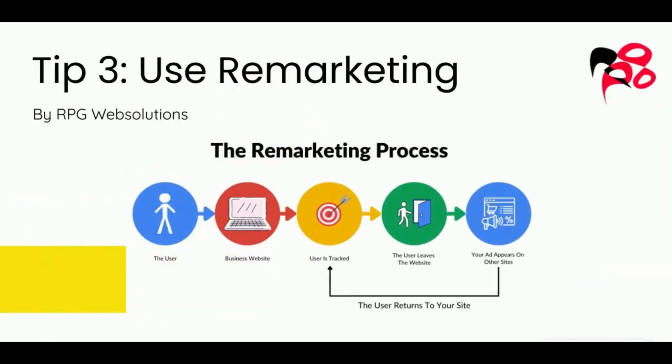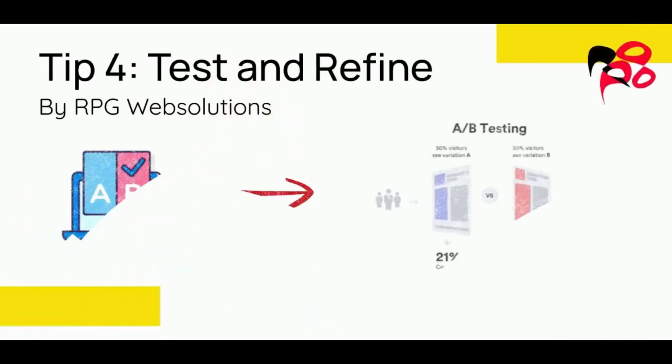Tip 3. Use remarketing. The third tip for audience targeting in PPC is to use remarketing. Remarketing allows you to target people who have previously interacted with your website or ads. This is a powerful way to reach people who are already familiar with your brand and are more likely to convert. For example, if someone visits your website and adds a product to their cart but doesn't complete the purchase, you can use remarketing to show them ads for that product and encourage them to come back and make the purchase.